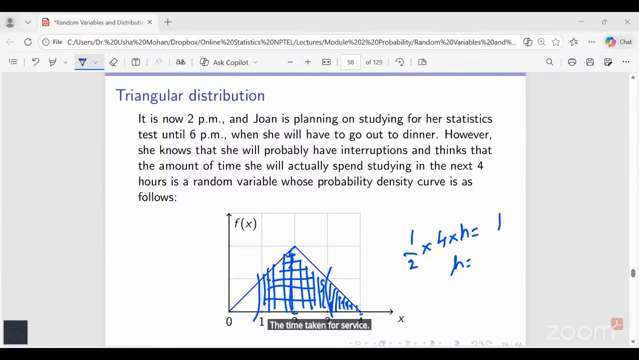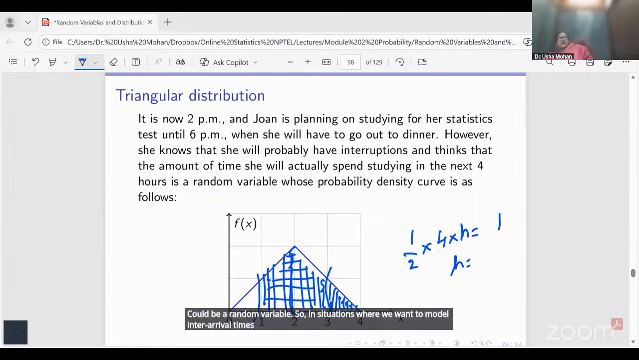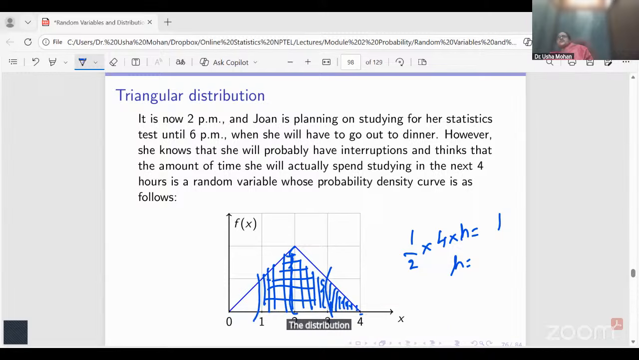Continuous. Will it be the same or will it be variable? Variable. Would it be deterministic or a random variable? It will be a random variable. So in situations where we want to model inter-arrival times and service times, for example, the distribution that would be very useful to us is what we refer to as an exponential distribution.